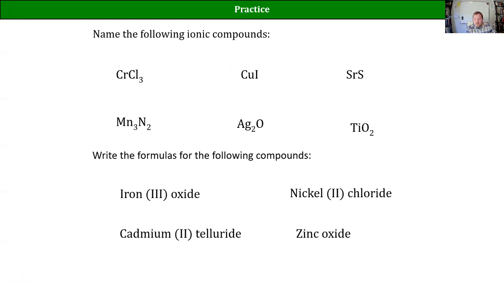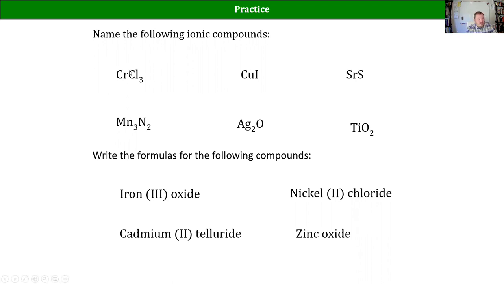All right, let's practice naming things. So quick reminder, for naming ionic compounds, our approach is generally, you just say the name of each ion. You say the name of the positive charged ion, and then you say the name of the negative charged ion. So name of the cation, name of the anion.